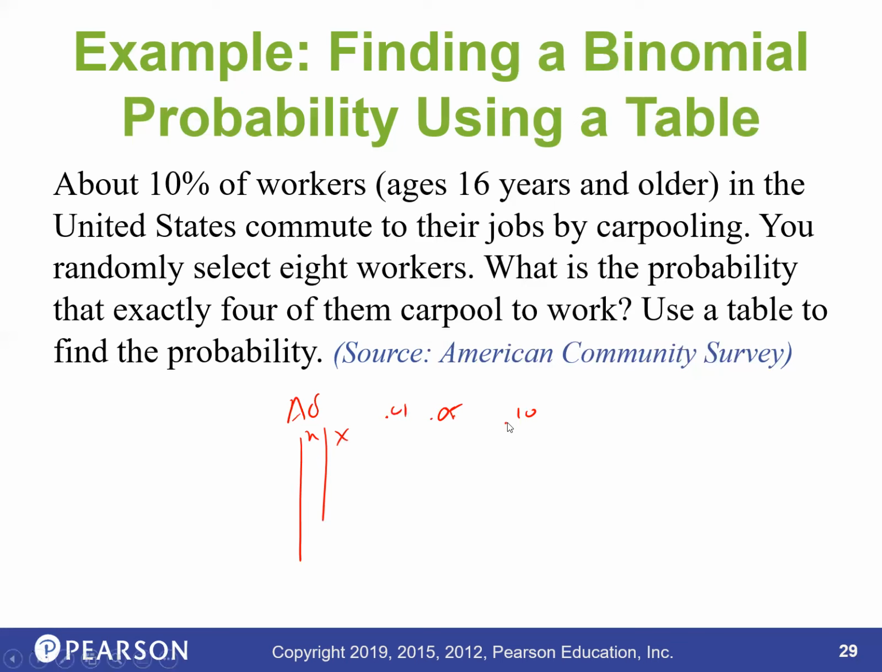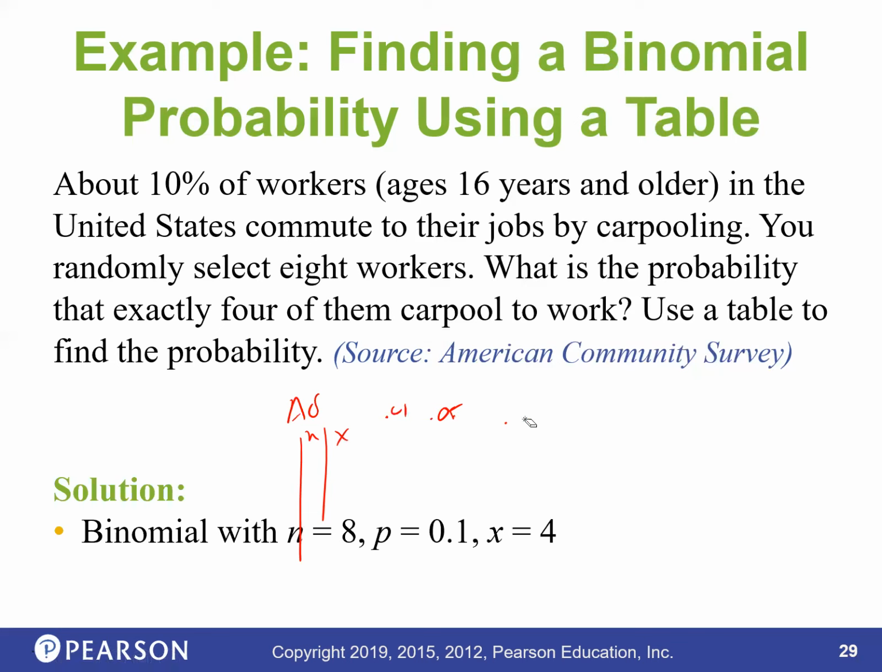So what we want to find on your table is a binomial distribution where your N value is 8, your P value is 10%, and your X value is 4. We good? I'll let you point to it. I'm looking for an N value of 8 first, then you find the X value of 4. Once you find that, you look for a 10% P value.